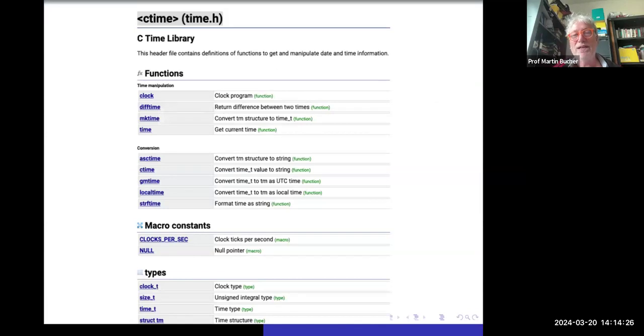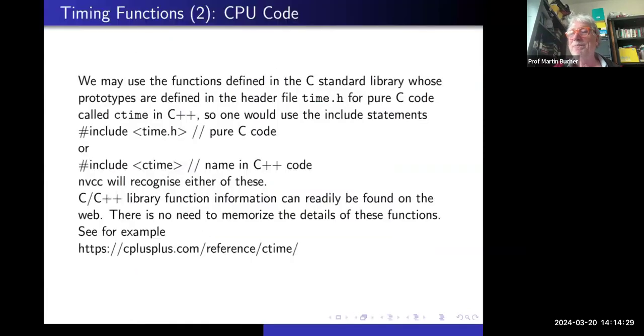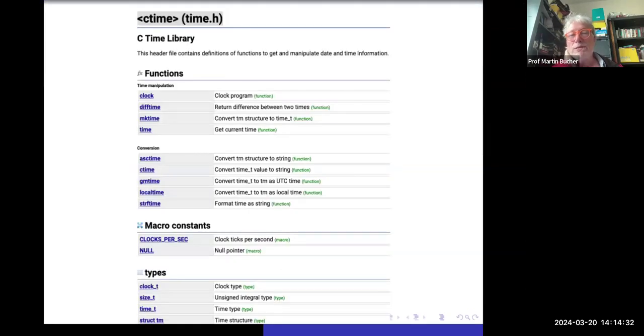So this is from C++.com. For the time library, there are these different functions, and they're helper functions, but the two main ones are clock and time. Time gets the real time, the wall clock time, and clock looks at your particular CPU. So if you're working on a system you share with other people, it's the number of CPU cycles devoted to your process.